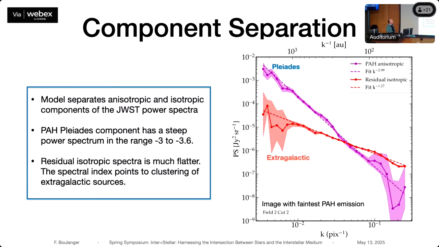So we basically had a difficulty in the data that even after cleaning of stars and galaxies, we still have an extragalactic residual, which is made of very faint sources, and through this modeling we are able to separate the two components.